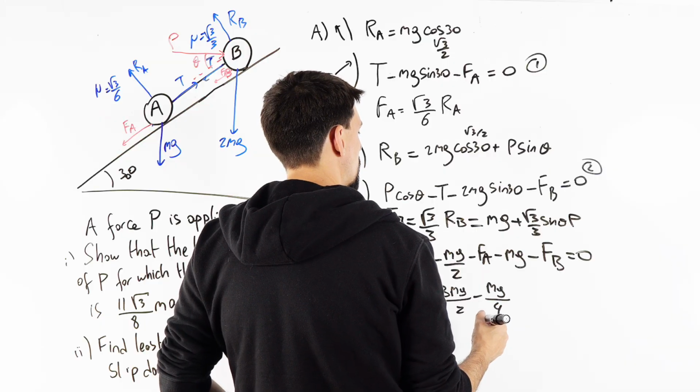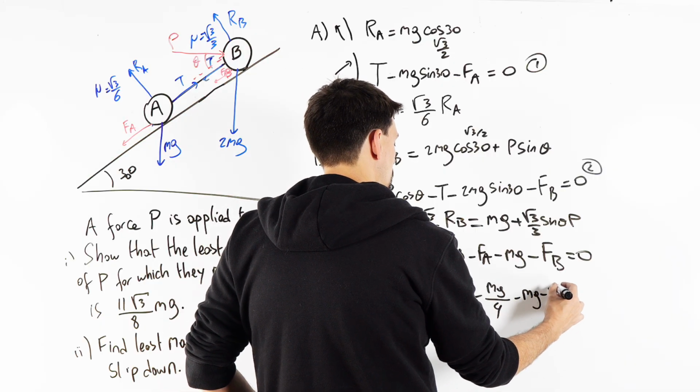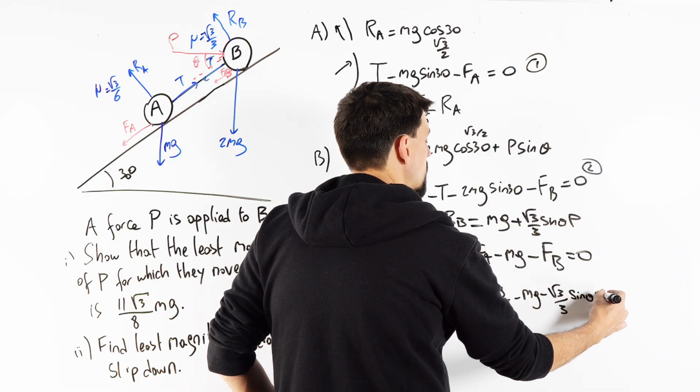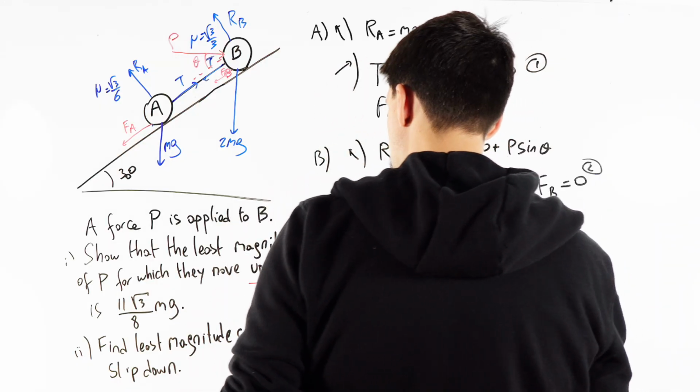So minus mg minus root 3 over 3 sine theta P. Oof, running low on space.